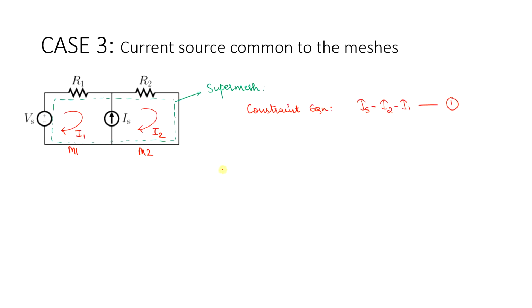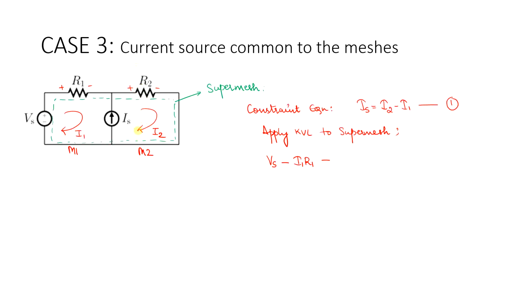For obtaining the second linear equation, you need to apply KVL to the super mesh. When you apply KVL to the super mesh, this will be plus, this will be minus, plus, minus, right? So you can write this as the source voltage Vs minus I1 into R1, since the current corresponding to the resistance R1 is the current I1 in the first mesh, minus, what is the current that is flowing across the resistance R2?